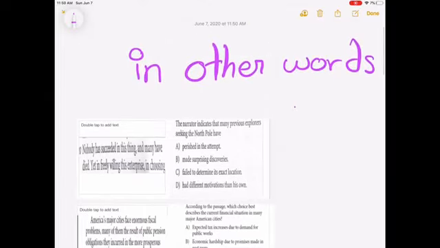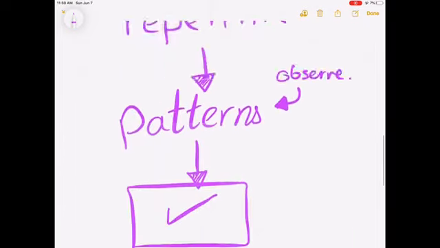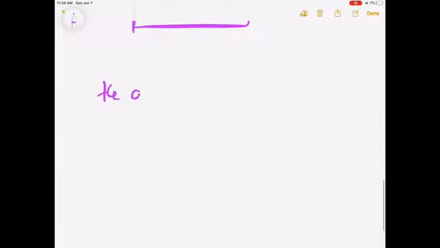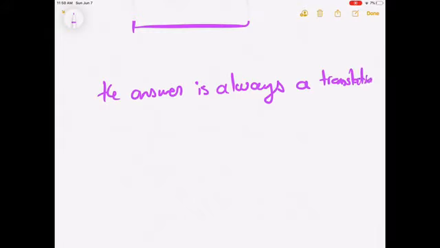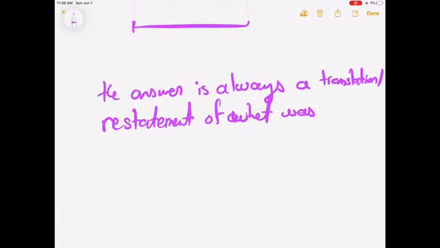Now, the first rule is a rule that occurs in citation questions, and this rule simply states that, let's write it down here, the answer is always a translation or restatement of what was said or what was provided in the citation.